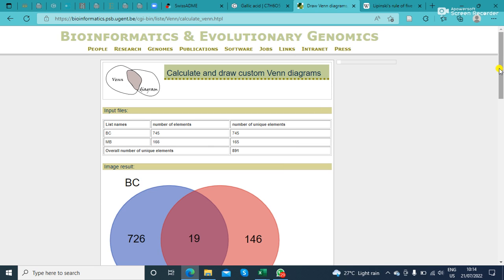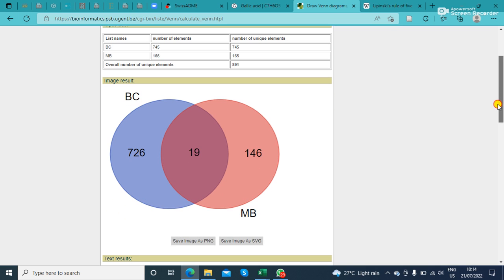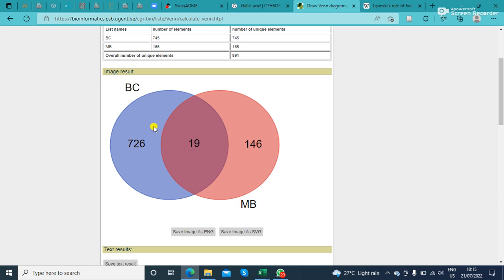So this is the output that we are having. It will give you the list name, number of elements, unique elements of the different lists. So overall number of unique elements. What we are interested in is this, the diagram here. So we are having 19 common things for both parties.